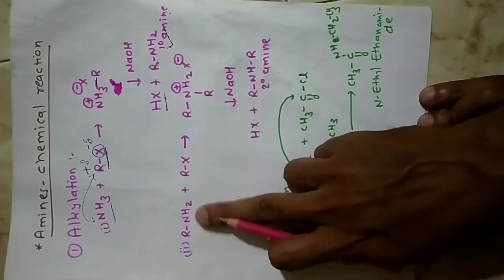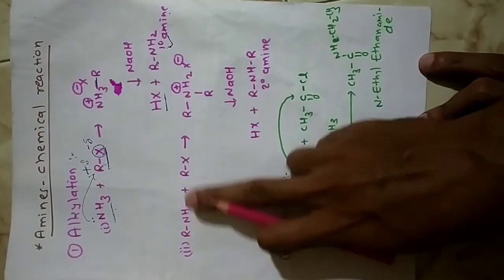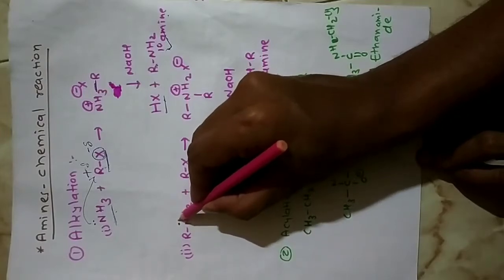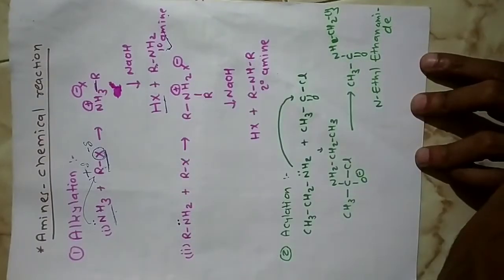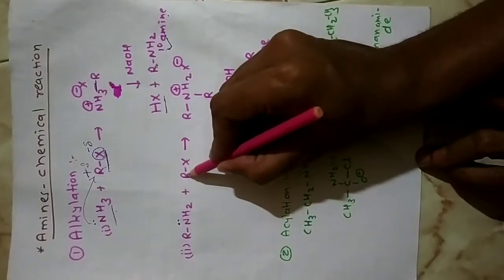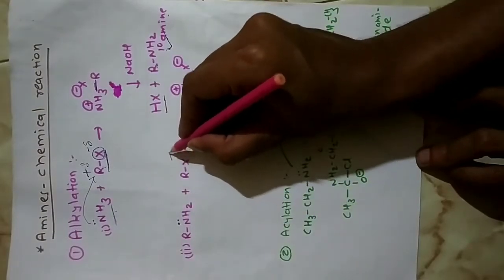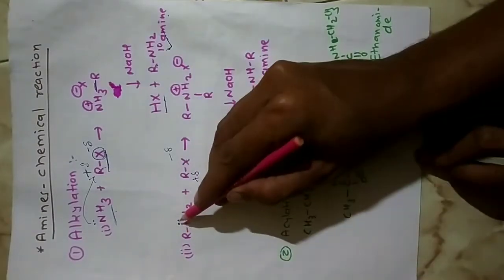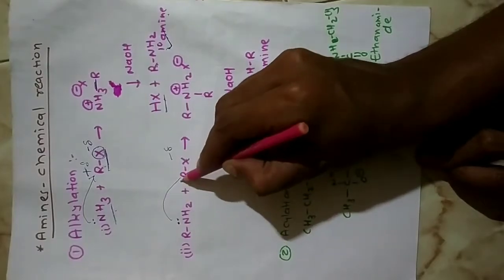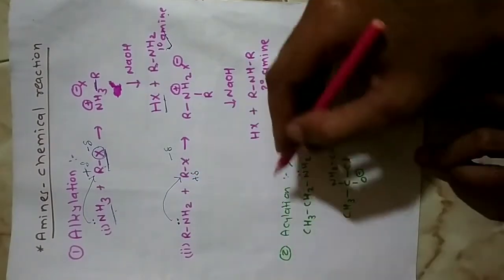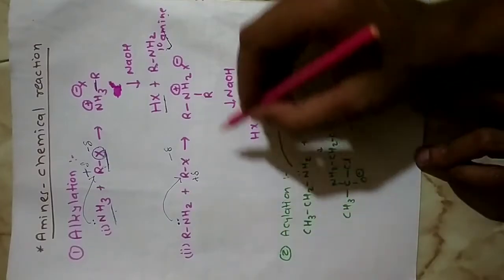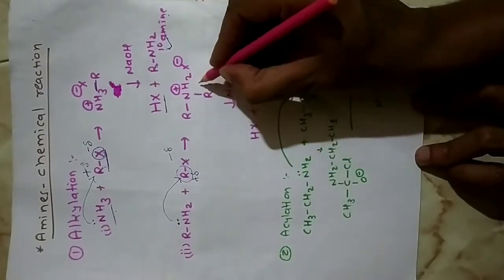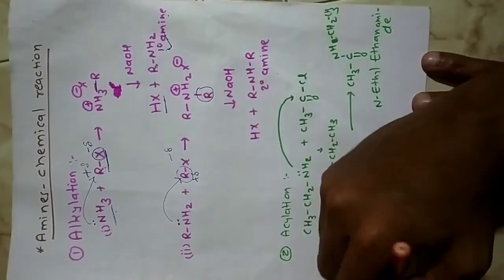Now if I have a primary amine, when it reacts with alkyl halide, the same thing happens. On nitrogen, two non-bonding electrons are there. In the alkyl halide, halogen is partially negative and the alkyl group is partially positive. These electrons are attracted towards the partially positive charge, so a new bond is formed between RNH2 and this R.